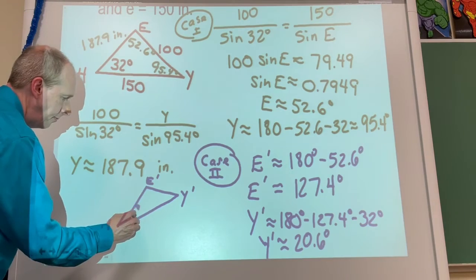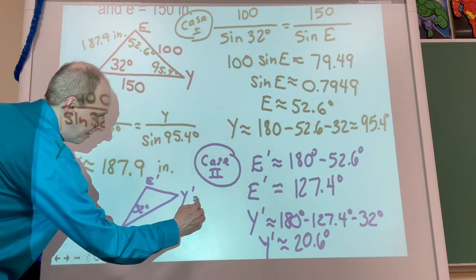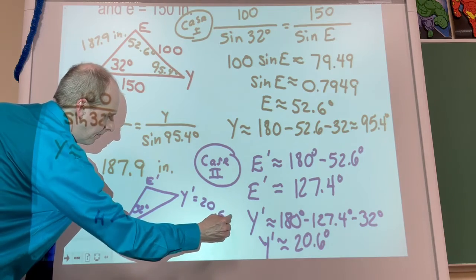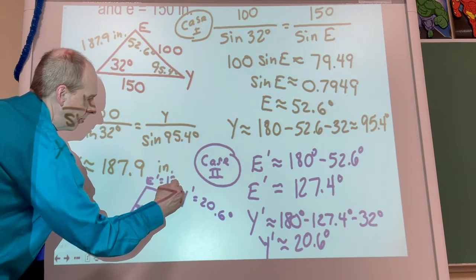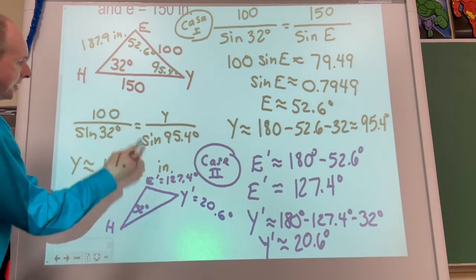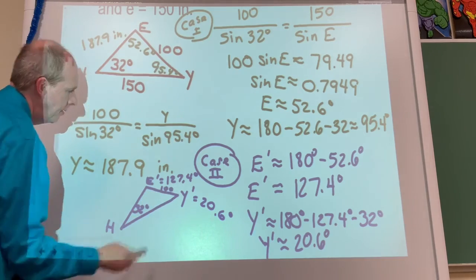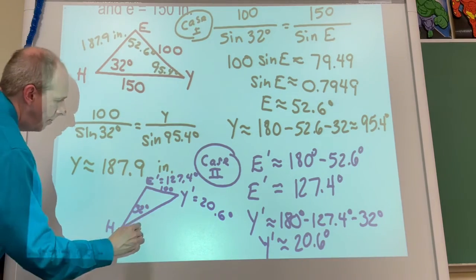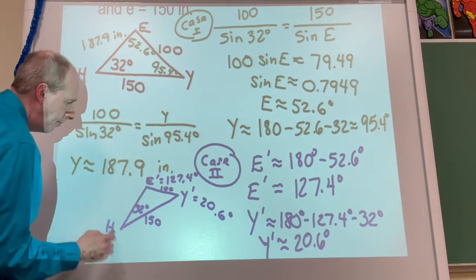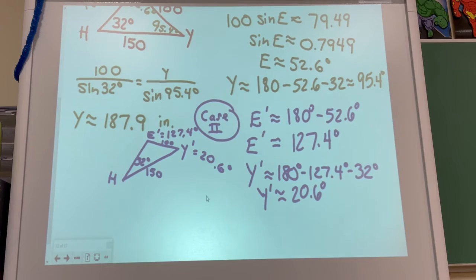Still 32, 20.6, 127.4. This is still, E and Y is still 100. H and Y is still 150. We've got to find little baby Y prime. And if you're thinking, well, law of sines, yes, indeed.